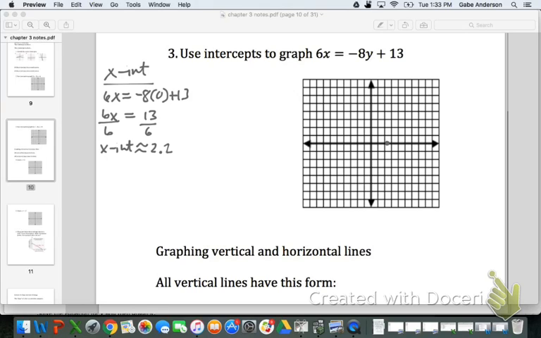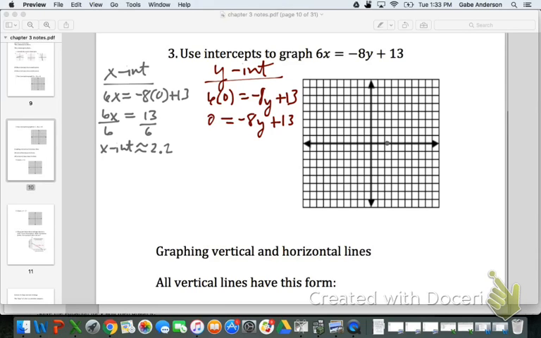Okay, so the other one is a little bit tougher. Avery, if I'm trying to find the y-intercept, what do I do? You would do 6 times 0 equals negative 8y plus 13. Yeah, plug a 0 in for x. What you said there is exactly what we would get. This might get a little bit weird, so let's be careful. 6 times 0, of course, is 0. 0 equals negative 8y plus 13.